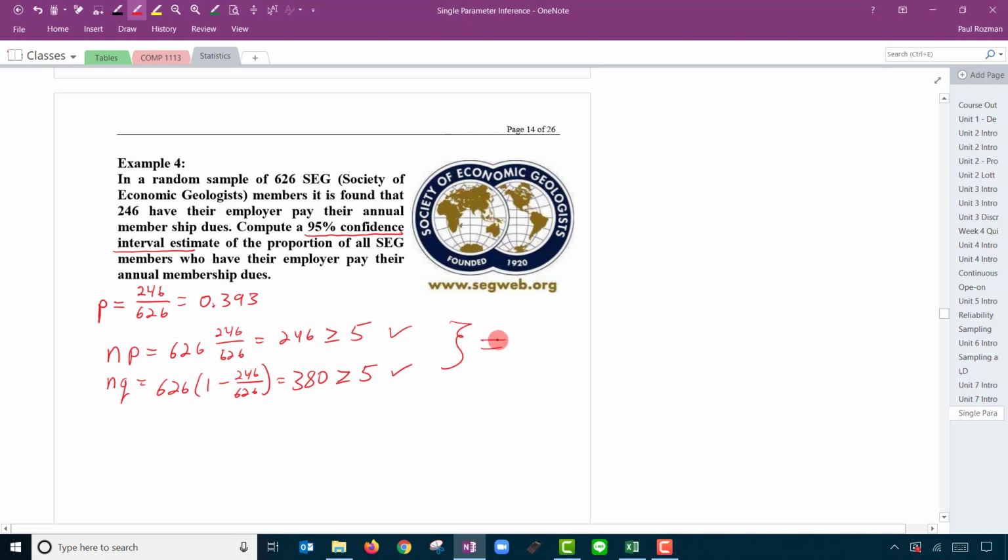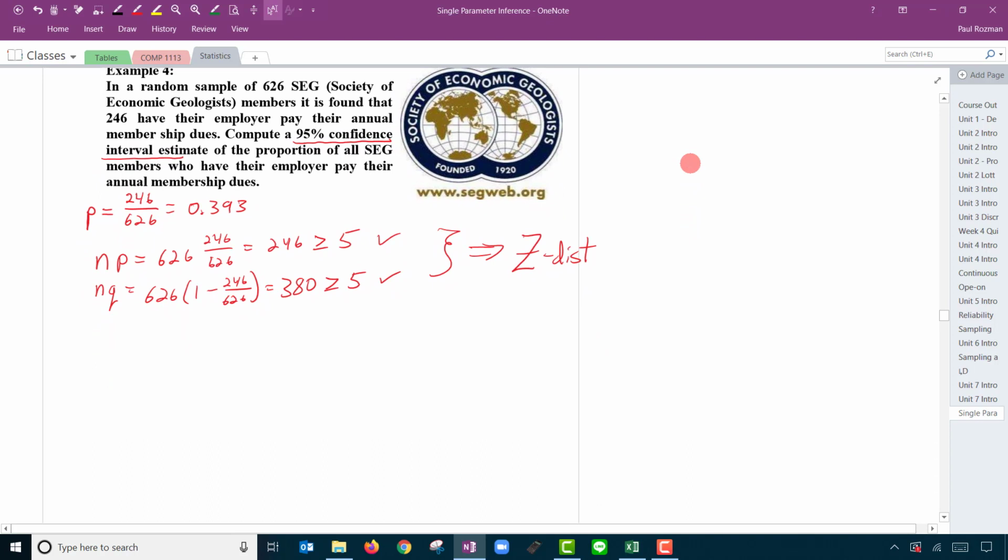This tells me that I get to use the Z distribution. The sample proportions are following a normal distribution. And that allows us to use the formula that we came up with up above. The error is a Z score, or critical value, times the standard error, which is the square root of p times 1 minus p all over n. And now, this formula is really easy to calculate. We just have to figure out what the Z score is.